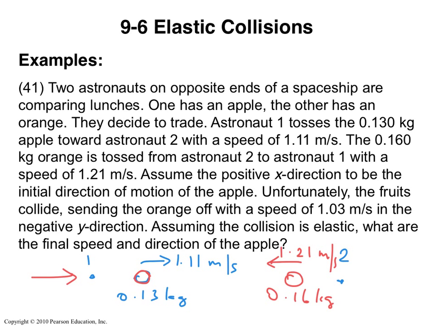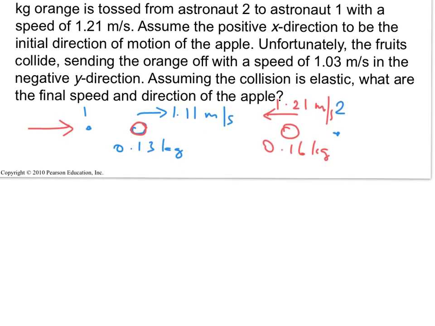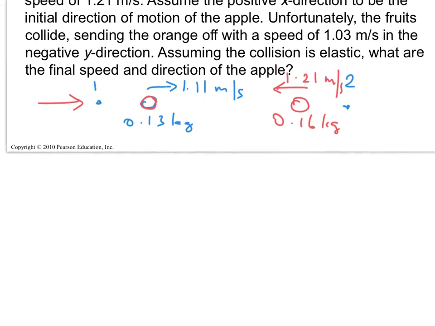This is the apple. Okay, now unfortunately the fruits collide, sending the orange off with a speed of 1.03 in the negative y direction. So this is not a head-on collision. This is what happens in 2 dimensions. What that means is after the collision, the orange moves off in the negative y direction with a speed of 1.03 meters per second. So the apple is now completely unknown. You have no idea how the apple moved. That's what you're supposed to find out.